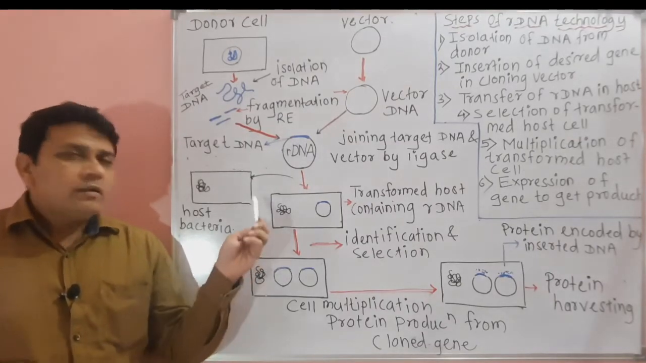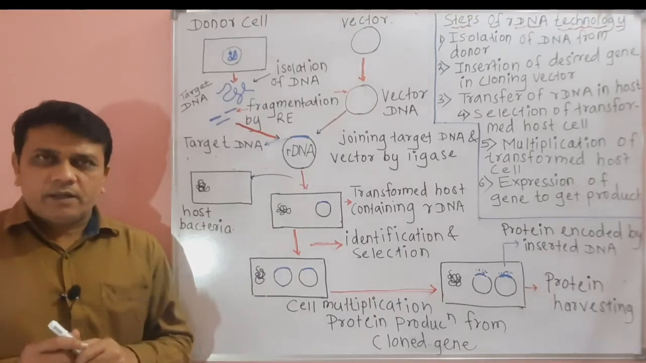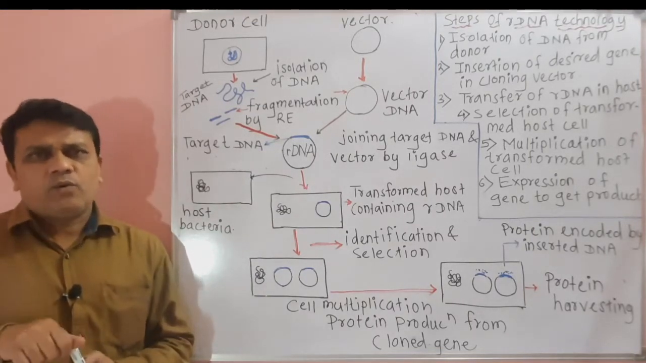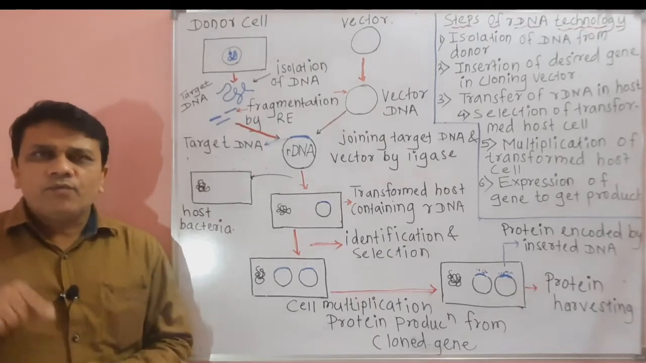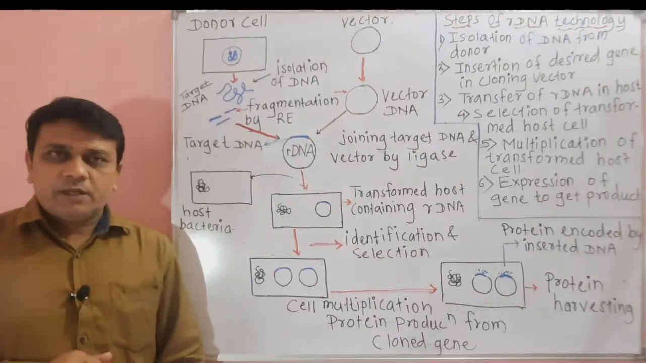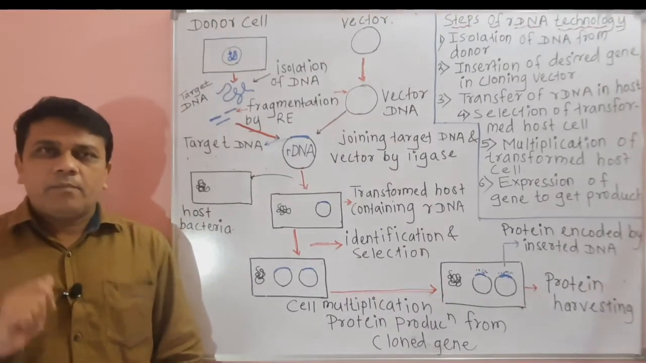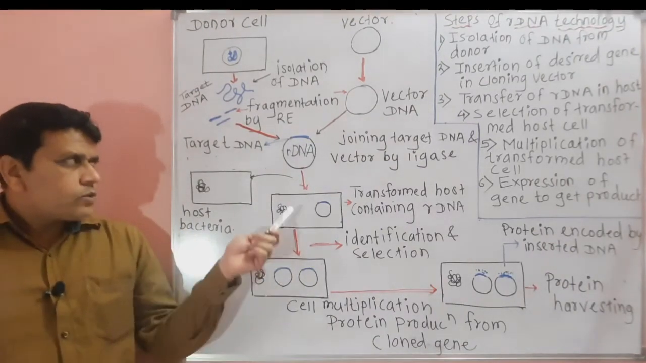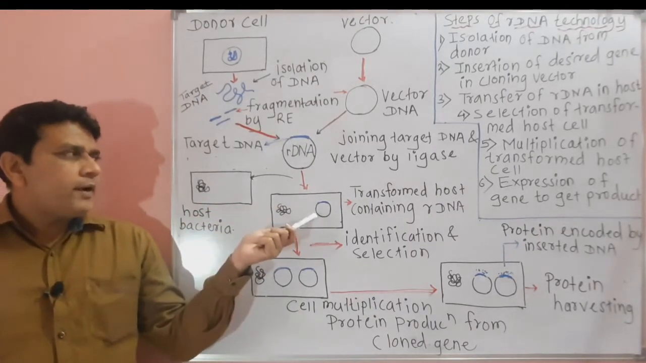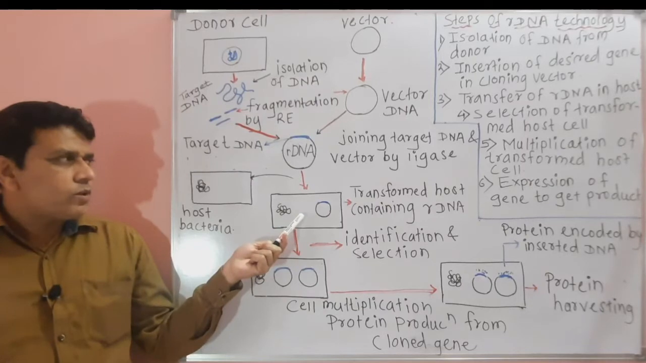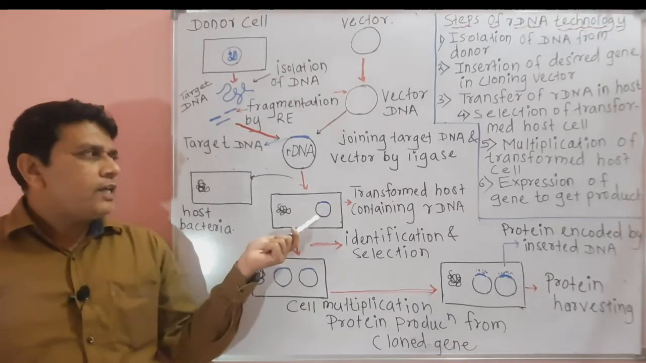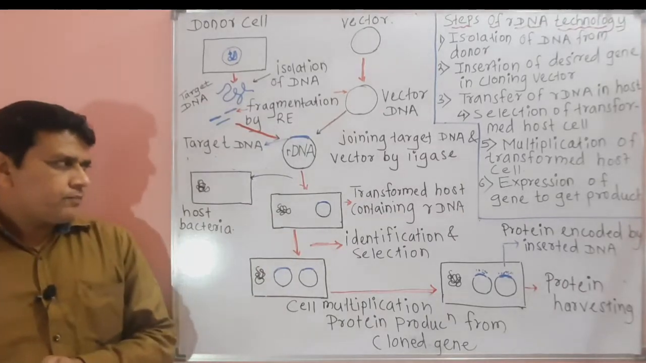That means there is no use of a vector, and the desired gene or DNA can be directly introduced in the host cell with the help of techniques like microinjection, liposome-mediated transfer, and the shotgun method. When the recombinant DNA is introduced or inserted in a suitable host, it is called a transformed host.